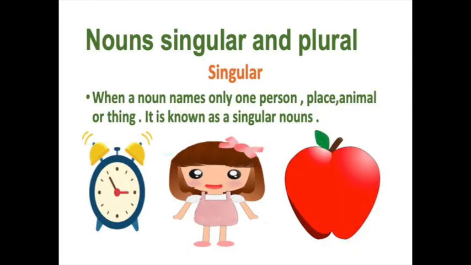Now next we have nouns singular and plural. Nouns we know, okay, now we have singular also and plural also. Singular means singular, one, okay. The things which are one in number, only one. I have one pencil only in my box. I have one pen. If the things which you have only one, that is singular. When a noun names only one person, one place, one animal or one thing, that is singular nouns.